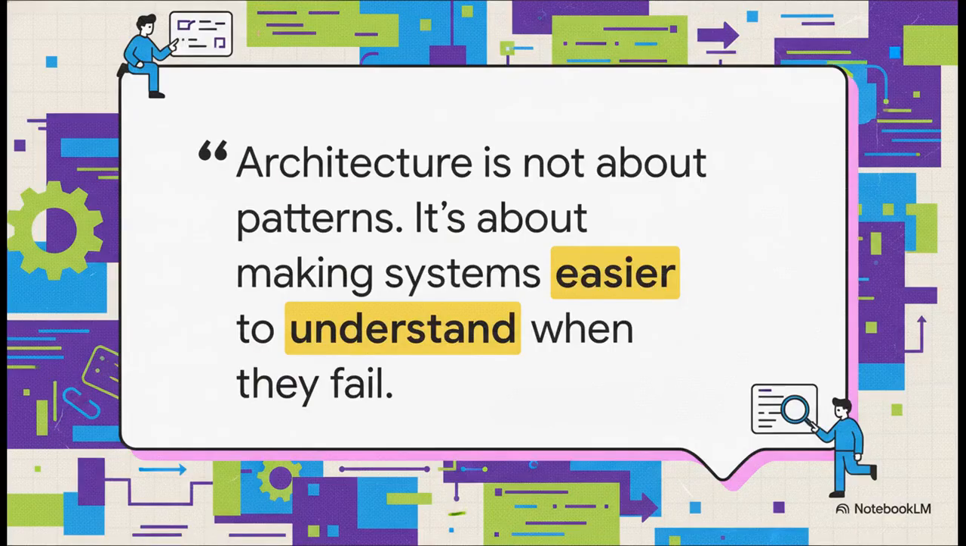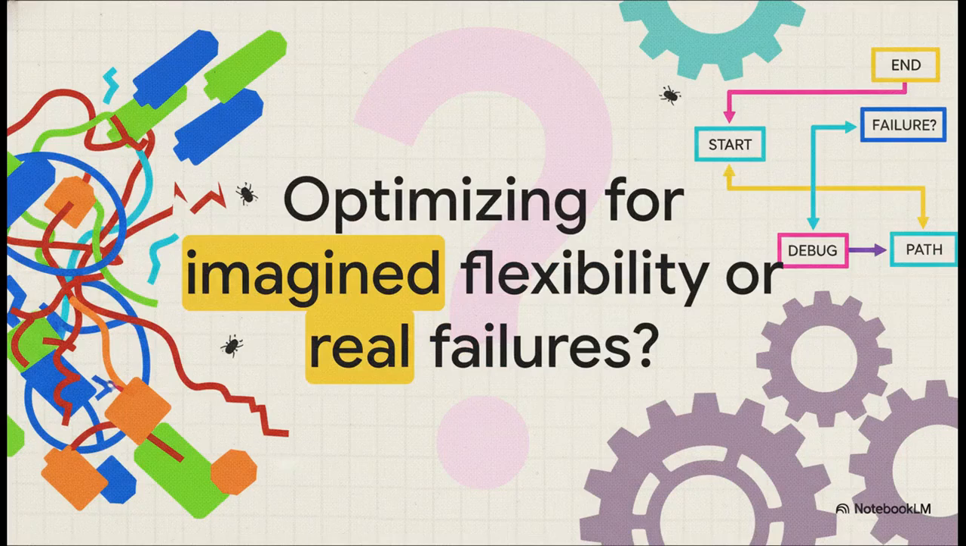At the end of the day, maybe we need to redefine our goal. Good architecture isn't about collecting a checklist of design patterns. It's about a single, practical mission, making our systems easier for a human being to understand, especially when they inevitably fail. So I'll just leave you with this question. Take a hard look at the systems you're building today. Are you adding all this complexity to optimize for some hypothetical, flexible future that might never even happen? Or are you optimizing for clarity, to make sure that when a real failure occurs, you and your team will actually be able to figure it out and fix it?